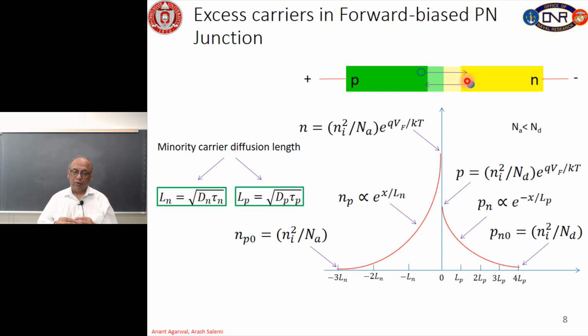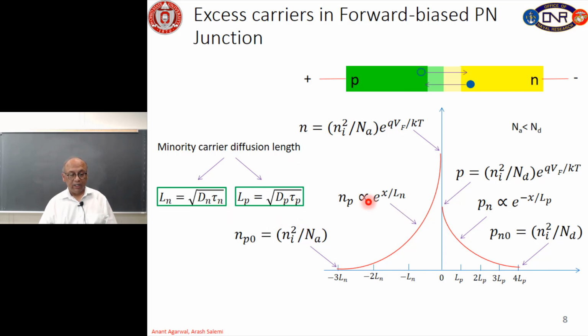That means these holes can now recombine with the electrons, and that recombination process will be decided by the minority carrier lifetime of holes in the N side, that is tau p. And similarly, electrons will be injected on the p side and will diffuse through the p side, and they will recombine with the holes, and this time the recombination lifetime will be tau n.